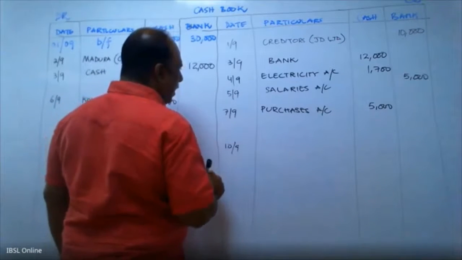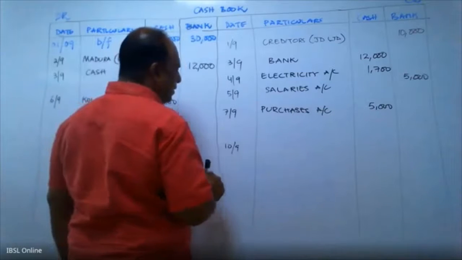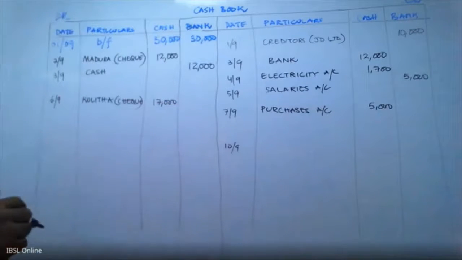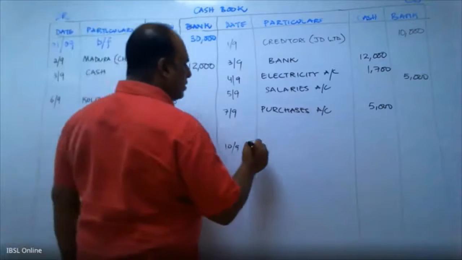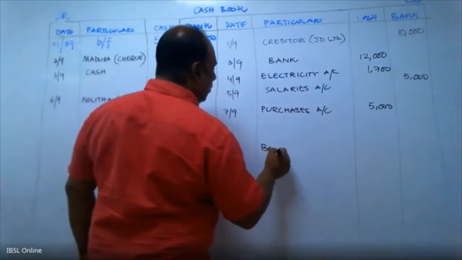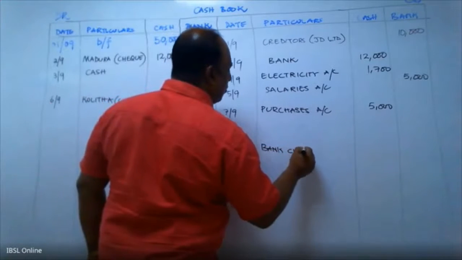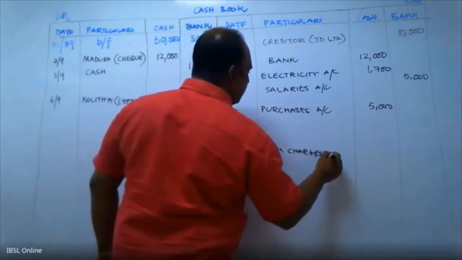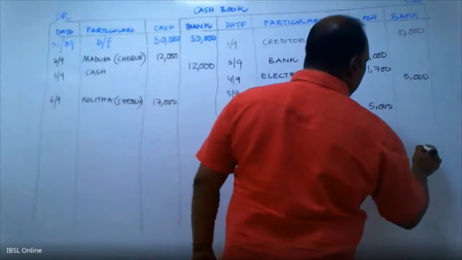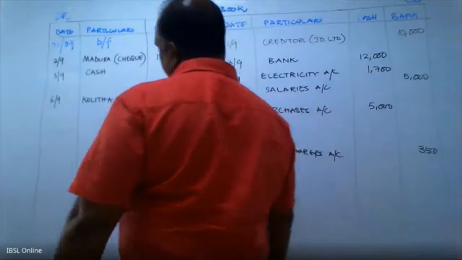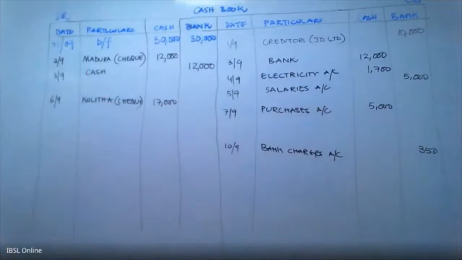So when the bank charges 350, what happens? That charge is directly collected from your bank account. You are not going to pay cash for it. Okay? It will get deducted from the bank account directly. So what will happen on 10th of September? You will debit the account called bank charges and credit your bank account with 350.